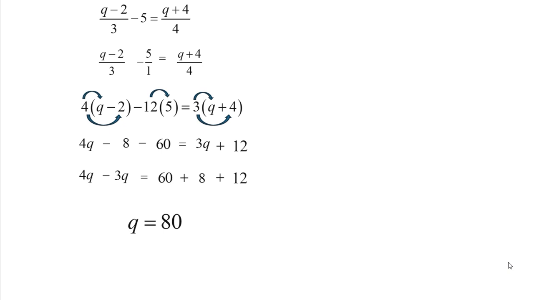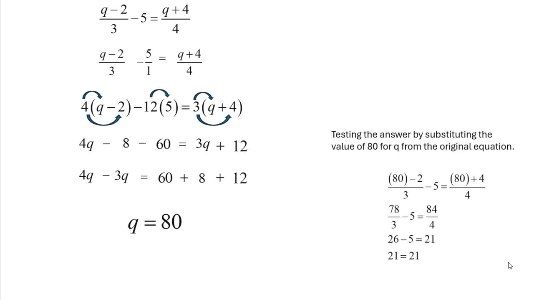Now we can test that value by plugging it back into the original equation. So what I'm going to do is, in the original equation, everywhere that we had q before, I'm going to now substitute 80. If this is indeed an equation, the left side needs to equal the right-hand side. So by following these steps, having plugged in 80, we should end up having the left-hand side equal the right-hand side. And in this case, it does. And that gives us added confidence to know that we have actually gotten the correct answer when we said q equals 80.